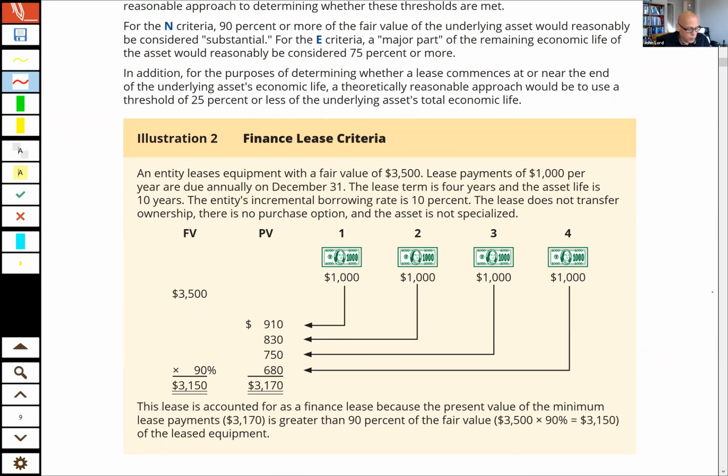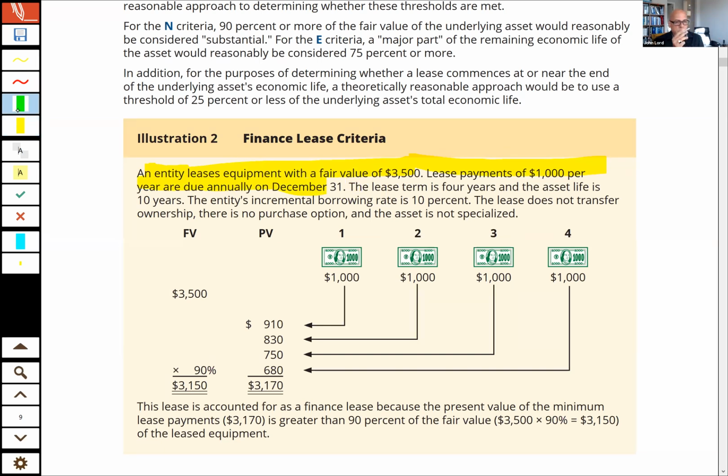And it's basically focusing here on the owns criteria for the lessee. Okay, so an entity, let's just take a look. An entity leases equipment with a fair value of $3,500. Okay, lease payments of $1,000 per year due annually on December 31st.